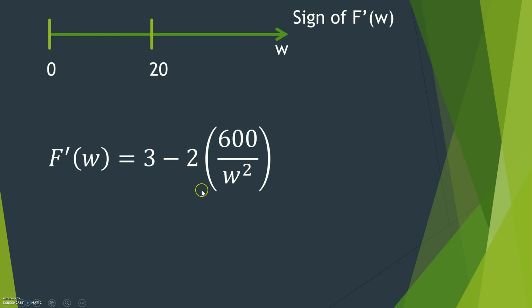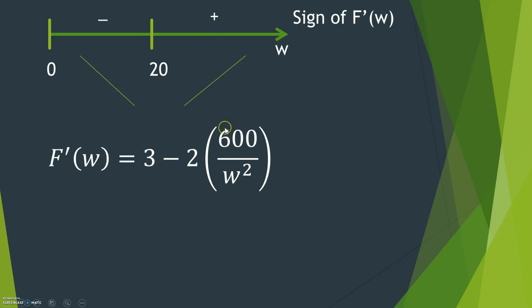What number do you want between 0 and 20? I'm choosing 1. So 600 divided by 1 multiplied by negative 2 is way larger than this 3, so f prime is negative from 0 to 20. If I choose a number larger than 20, I'm going to choose something easy like 100. 100 squared is 10,000. 600 over 10,000, well, that's less than 1. Multiplied by 2 is going to be less than 3. So 3 minus all that stuff is going to be positive. So I'll write a negative up here on the interval between 0 and 20 for the sign of f prime of w, positive over here.